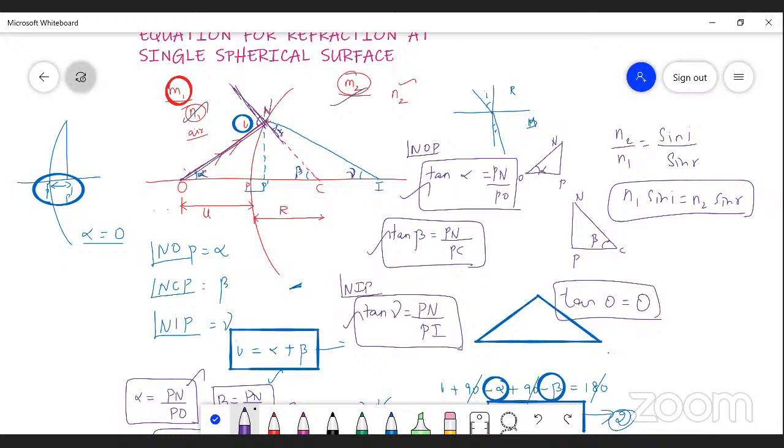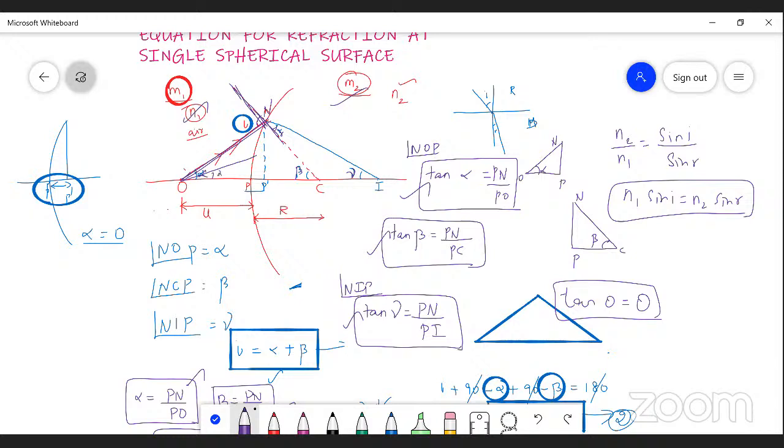What is i? Angle of incidence. And r is the angle of refraction. So for a small incident ray, this is the condition for the equation of refraction at a single spherical surface. The incident ray is very small, I mean the alpha value is very small.